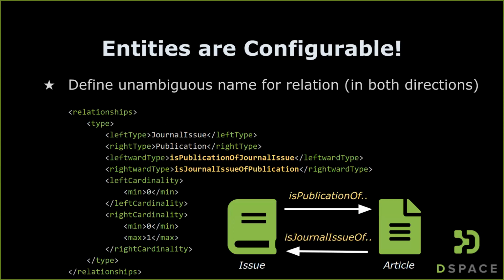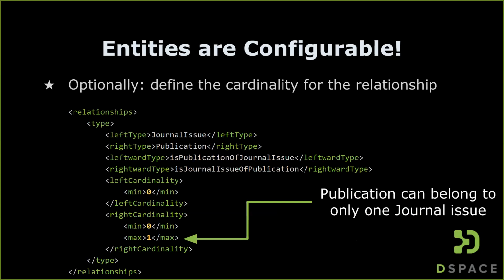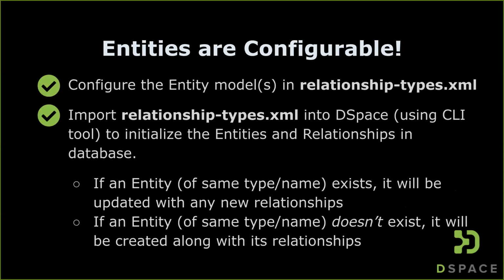And then you can define the cardinality, which is the next part of it here, which allows you to limit that a publication can only be in one journal if you want, or you can have a minimum of 0 and just have no limit whatsoever to the linkages. But this allows you to have more control over those entities. So everything gets configurable within that relationship types XML file right now.